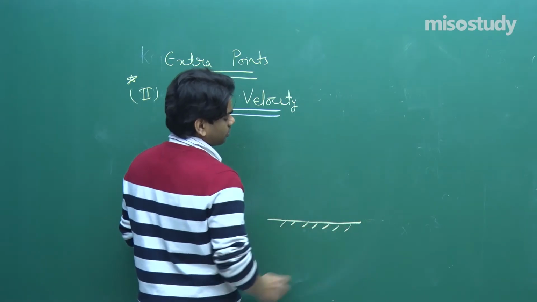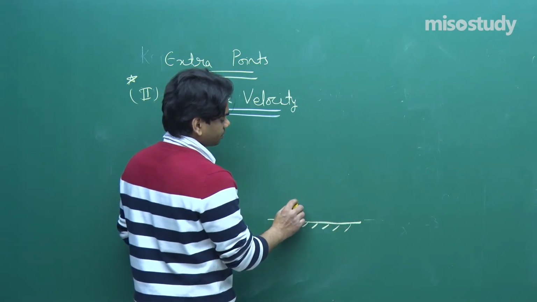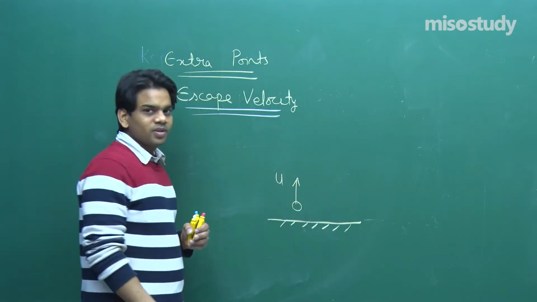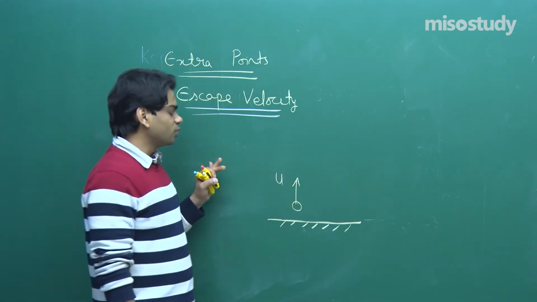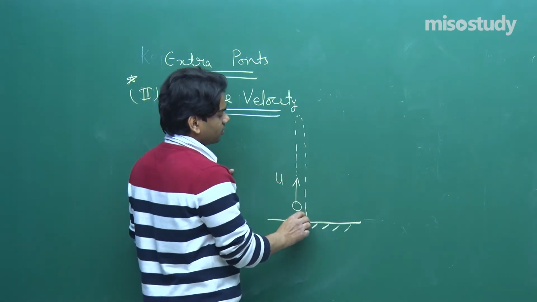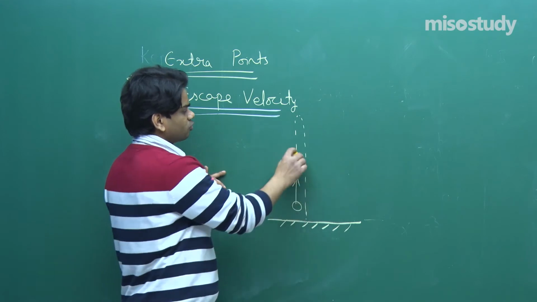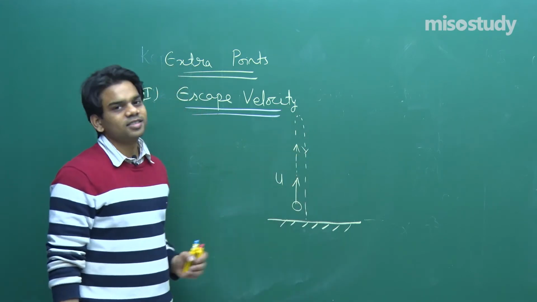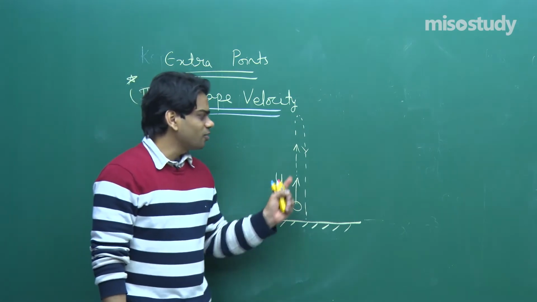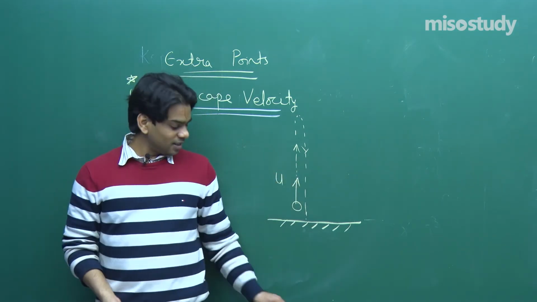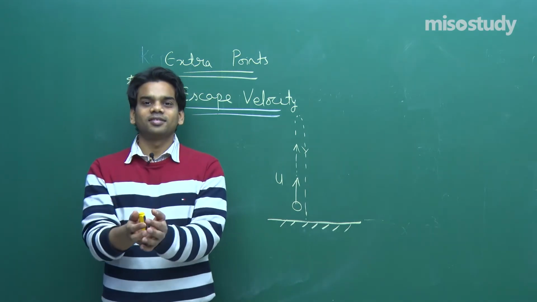Let us say this is Earth's surface, and I take an object and throw it with some speed u. What will it do? It will go up and then return back along the same straight line. This is the path of the object. I've shown a bit of distance between the two paths, but they lie along the same straight line. You throw an object, and it comes back.